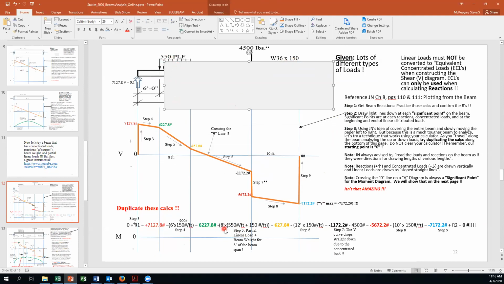Okay. So I'm adding 2 linear loads. That's 700 PLF times 8. 8 times 700 is 5,600 pounds.